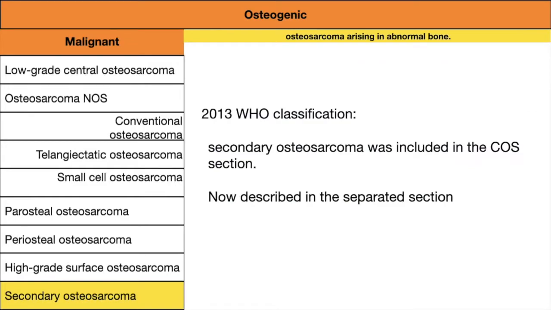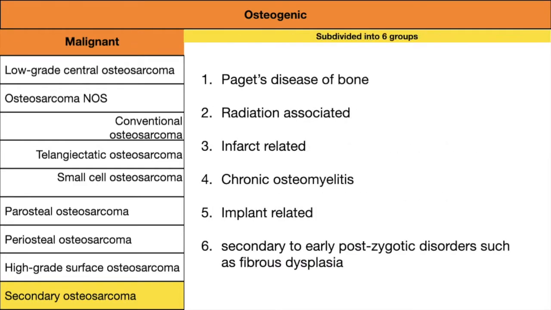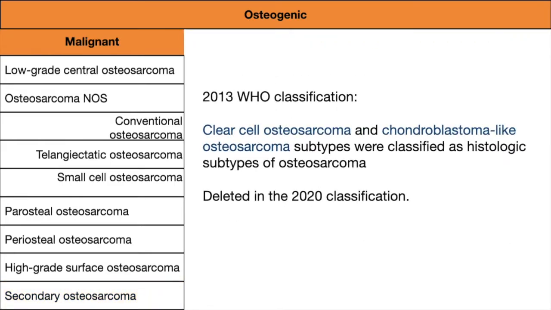Then we have secondary osteosarcoma. In the previous classification, secondary osteosarcomas were included in the conventional osteosarcoma section, but now they have described it in a separate section. They subdivided it into 6 groups: Paget disease of the bone related osteosarcoma, radiation associated osteosarcoma, infarct related osteosarcoma, chronic osteomyelitis related osteosarcoma, implant related osteosarcoma, or osteosarcoma secondary to early post-zygotic disorders such as fibrous dysplasia.